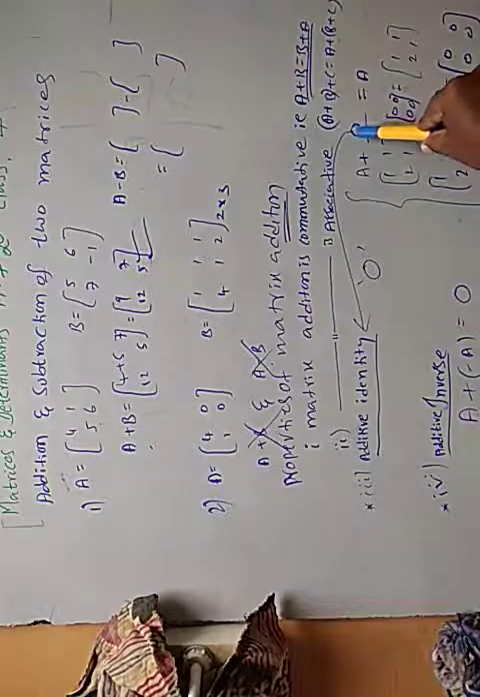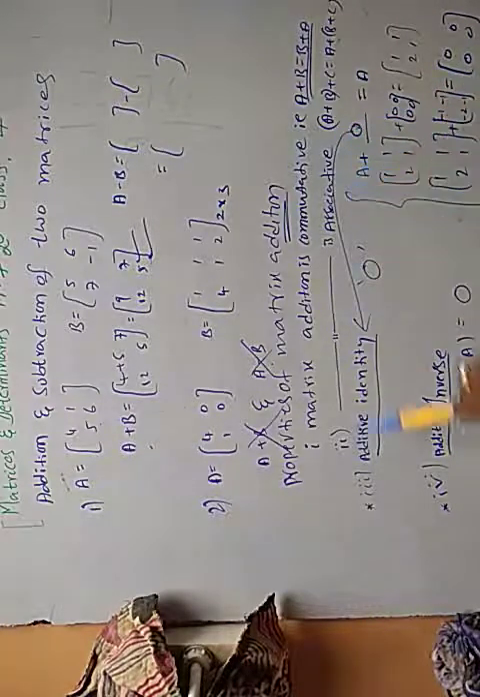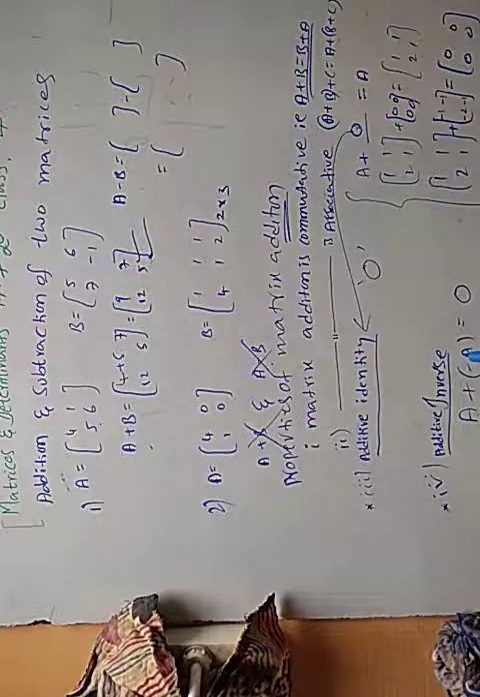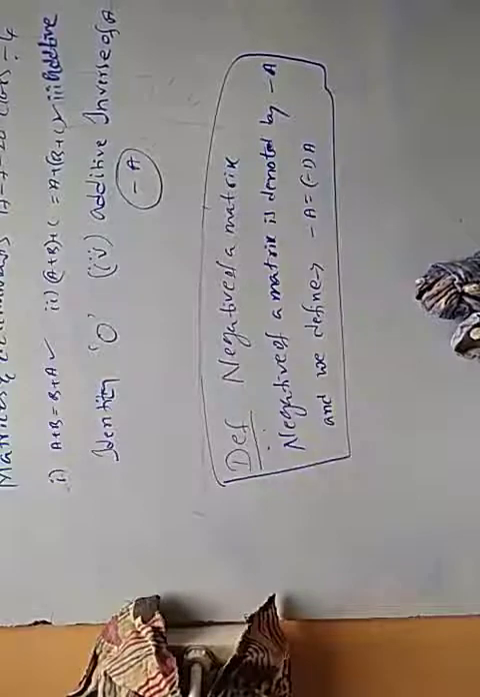The null matrix of order A is the additive identity, for 1 mark. Minus A is the additive inverse of A. The additive inverse of A is minus A, for 1 mark. Yes.